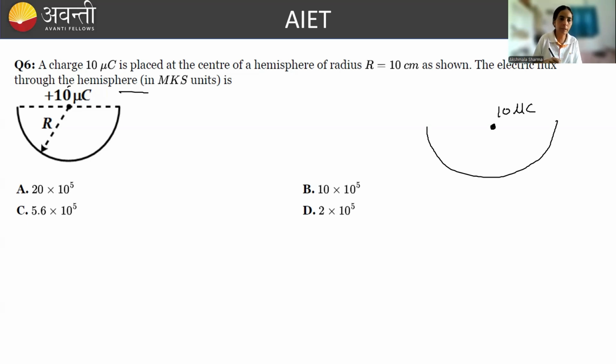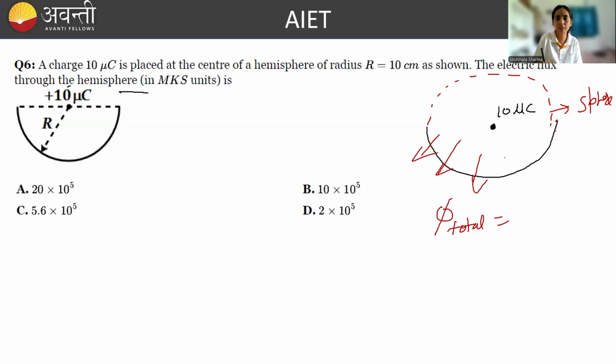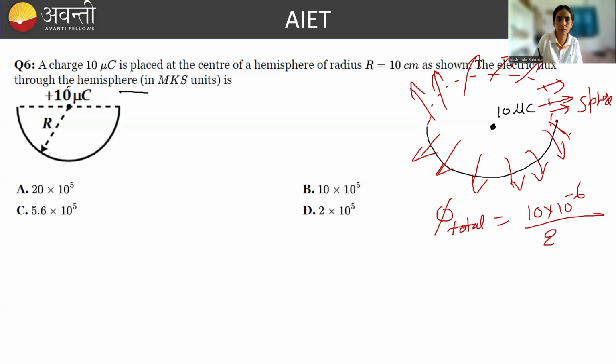Suppose I cover this hemisphere with another upper hemisphere, then this will become a sphere. According to Gauss's law, the total flux through this sphere will be how much? The flux through this surface, the one we have to calculate, plus the flux through this imaginary surface, the sum of these two should be equal to Q enclosed by epsilon naught. So 10 into 10 to the power minus 6 by epsilon naught. This is going to be the total flux.